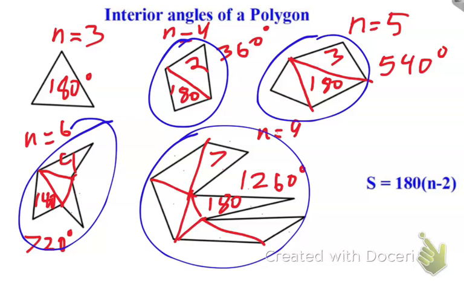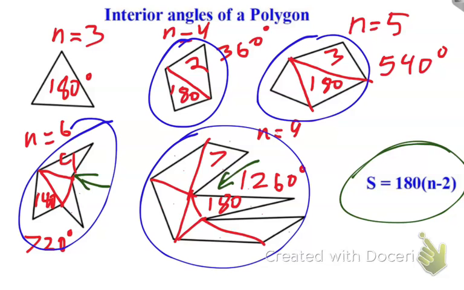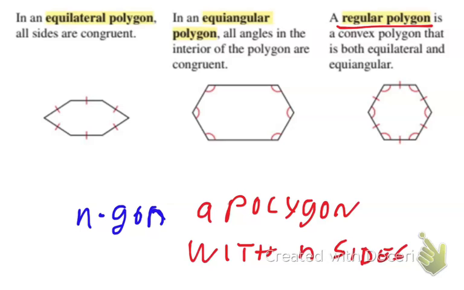Interior angles of a polygon, we use the formula right there. And on this one, it doesn't matter if it's convex, like these two here, or if it's concave. Notice it caves in, right? Concave doesn't matter. The formula works for any polygon if it's interior. And a regular polygon has sides and angles congruent, and an n-gon just means it has n number of sides.